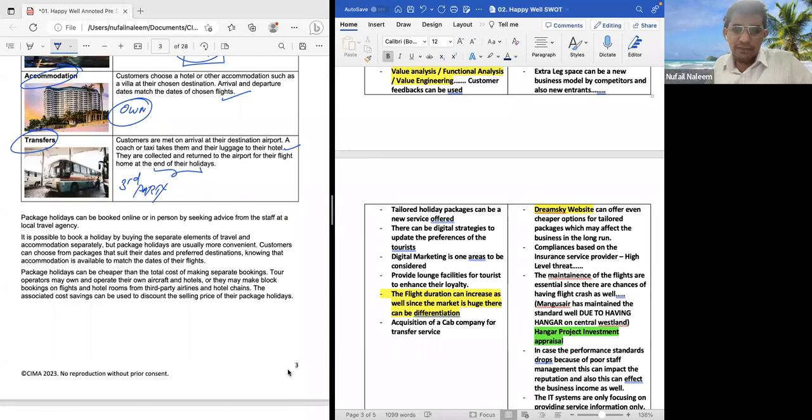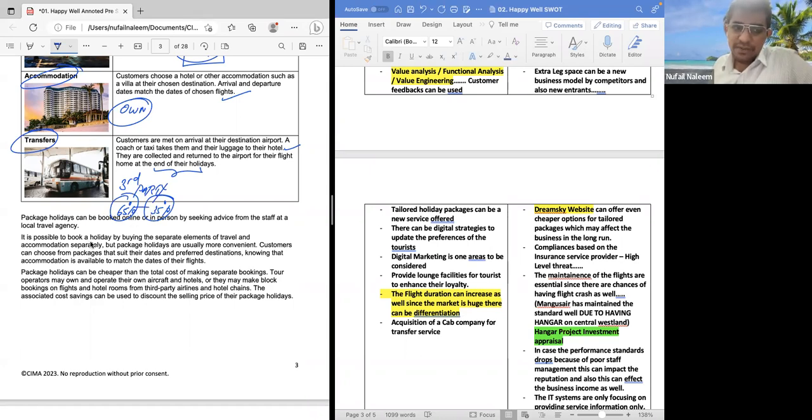Now, students, moving into more detail, I will be a little faster today. Package holidays can be booked online or in person by seeking advice from the staff at the local travel agency. If you see our organization, 65% is online and 35% is what, students? It is in person. Correct, students, if I'm not mistaken. So one good thing is, compared with the industry, we are doing really, really well.